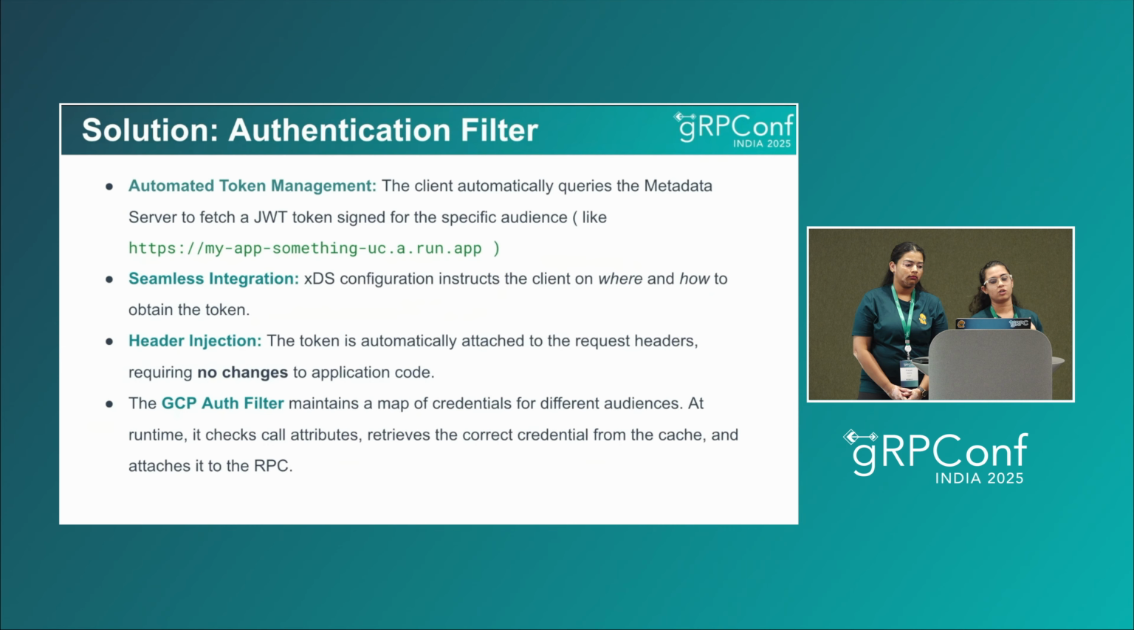And crucially, the token should be for a specific audience, something like what is shown on the screen. This is also very seamless, because the XDS configuration is going to tell you how and where to get the token from. So once the token is fetched, gRPC is also going to handle the final step, which is the header injection. We will put the token in the authorization bearer header for every RPC. We do this by implementing the GCP auth filter, and the GCP auth filter will maintain a map of credentials for different audiences, and it will check the call attributes and get the correct credentials.